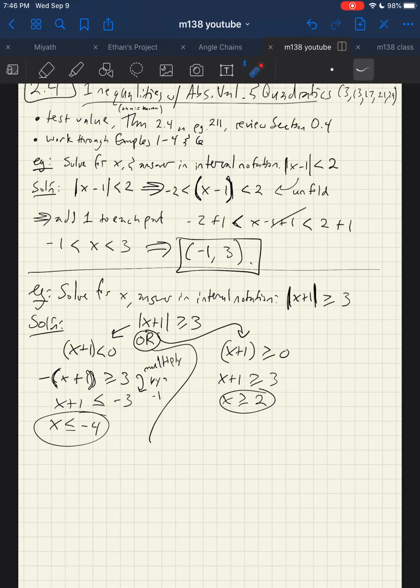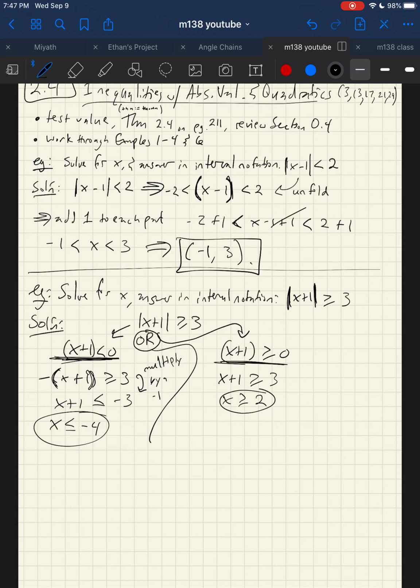So I want to stop and isolate something. Some of you right now are saying, wait, if I know that x plus 1 is greater than or equal to 0, why does that mean x plus 1 is greater than or equal to 3? So I want to connect this. When I have the absolute value of something, I have that the thing inside the absolute value is either strictly less than 0 or it's greater than or equal to 0. These are two separate cases. So this is one case, this is another case.